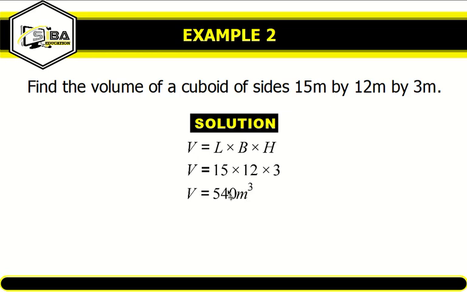And that means that the volume of this particular cuboid with dimensions 15 meters by 12 meters by 3 meters is 540 cubic meters.